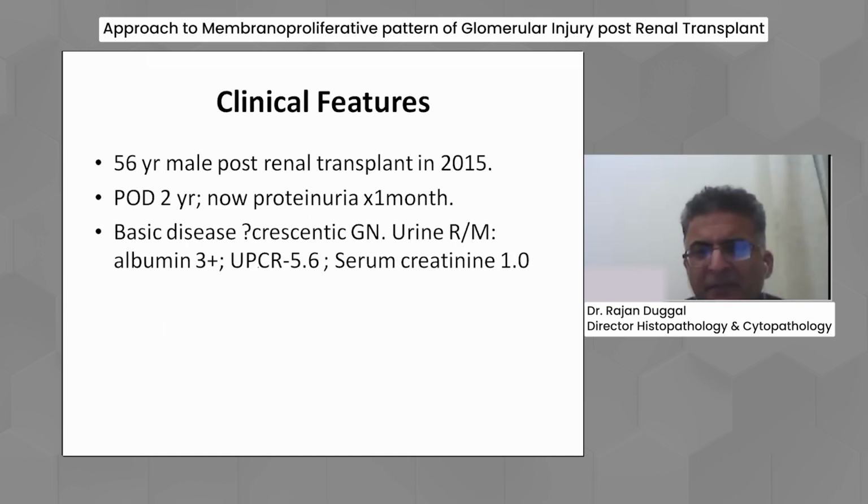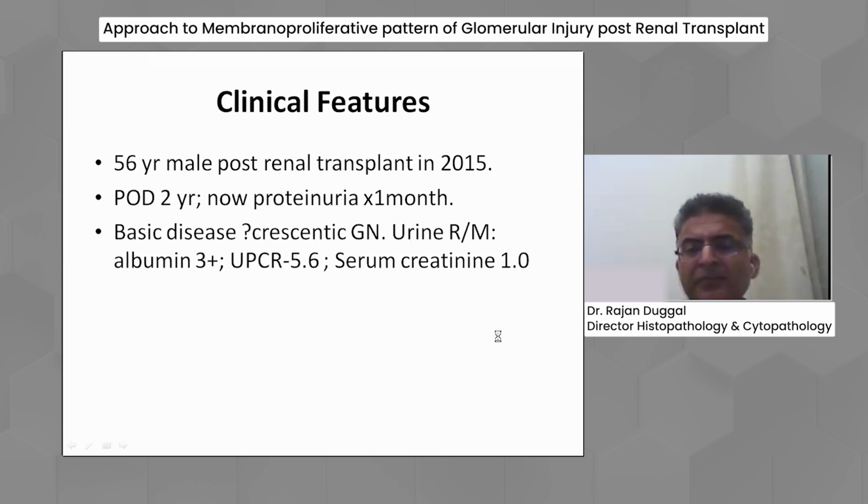Another case: a 56-year-old male, post-transplant in 2015, POD 2 years, now with proteinuria for 1 month. The basic disease was crescentic GN. Urine routine microscopy showed 3 plus protein and UPCR was 5.6. Serum creatinine was fine. Always remember, many times we say that in chronic AMR the serum creatinine has to be on the higher side. Not all cases will show increased serum creatinine. Sometimes chronic AMR can present only as isolated proteinuria, rather than rising serum creatinine. So this was a case like that.